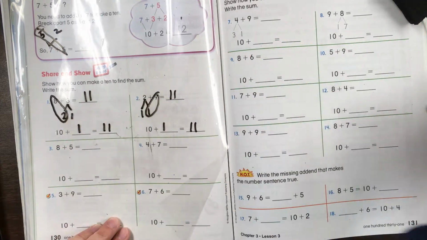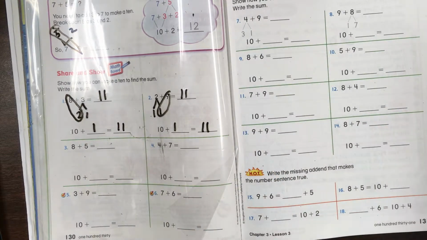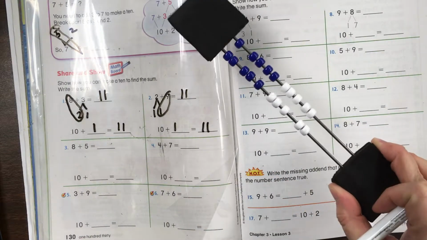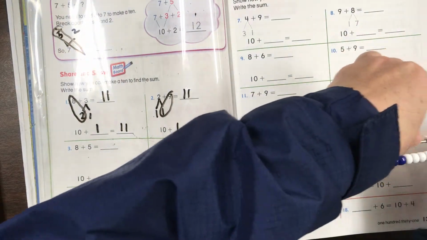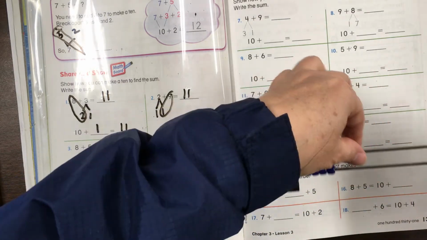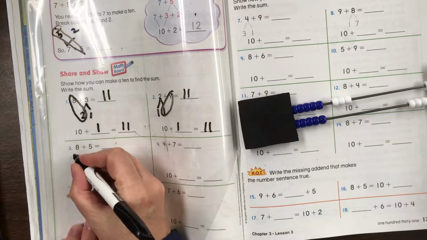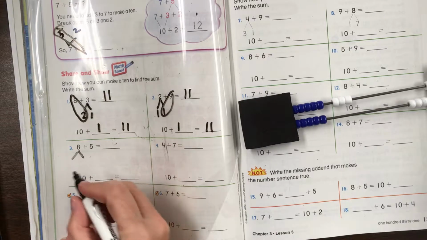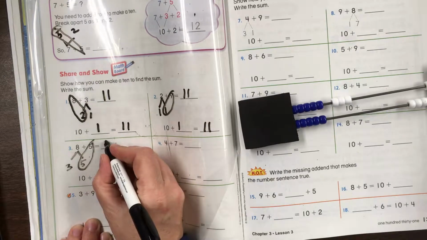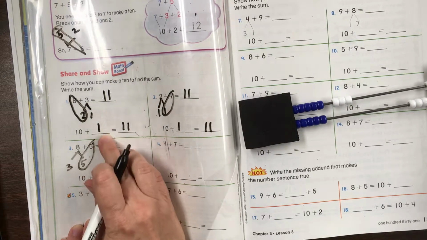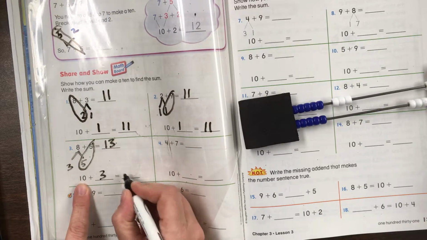8 plus 5. Now, let's look here. Now, this would actually make it easier than what they're trying to teach you, but we're going to humor them for the moment. Or maybe not. Let's do 8 plus 5. Well, let's look at this 8 here. We could break the 8 up into 5 and 3. 5 and 5 make 10 plus 3. 10 plus 3 is 13.